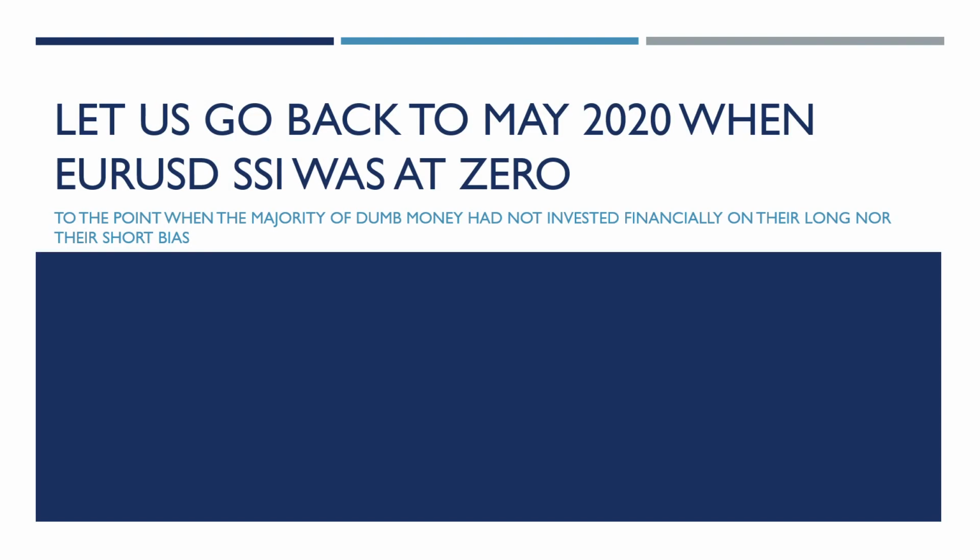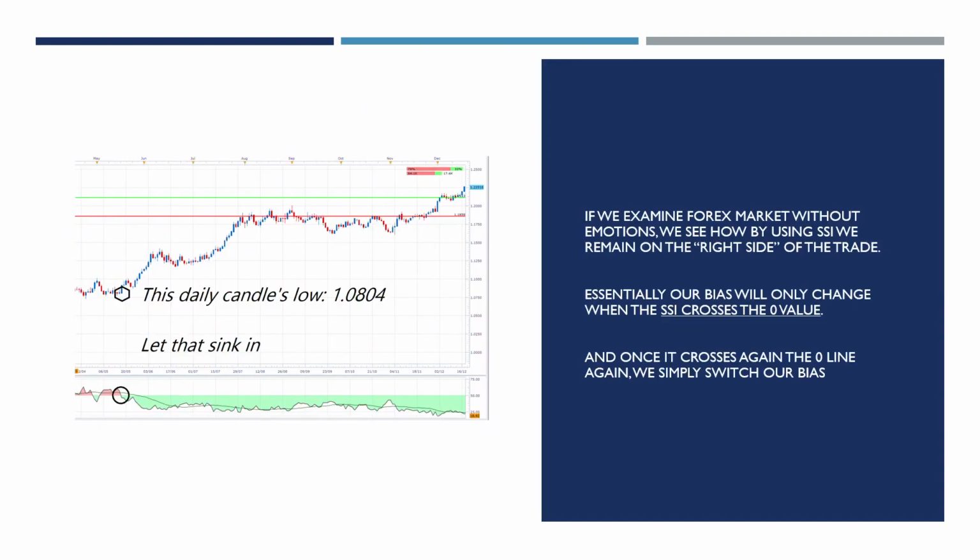Let's go back to May 2020 when Euro-USD SSI was at zero. It was at this point where the majority of dumb money didn't really know whether or not to buy or sell, and they hadn't really invested financially on their position and bias. So this is when the SSI crossed over the neutral line, and that was in May. That candle low was 108.04, and look where we are today, or so I say last week at the close. And it just goes to show how price is correlated inversely with retail herd sentiment.